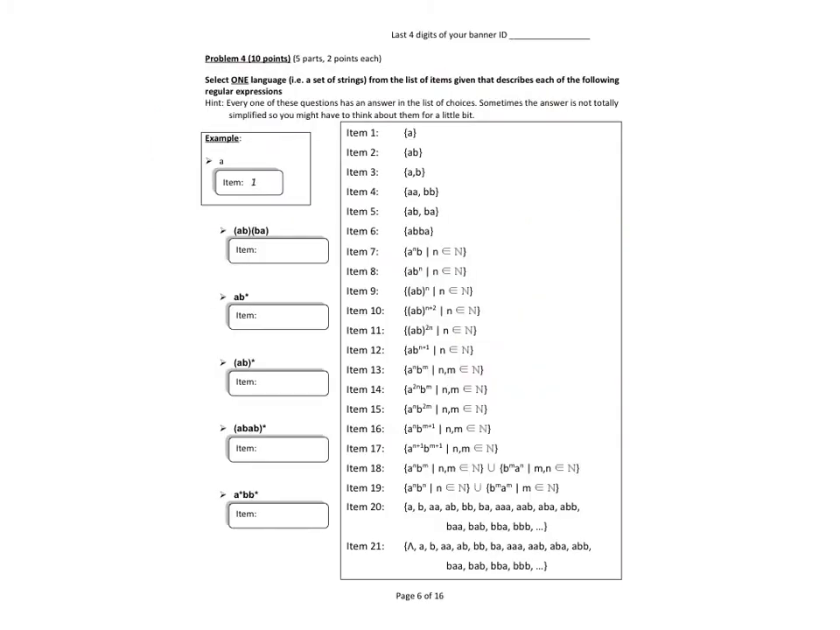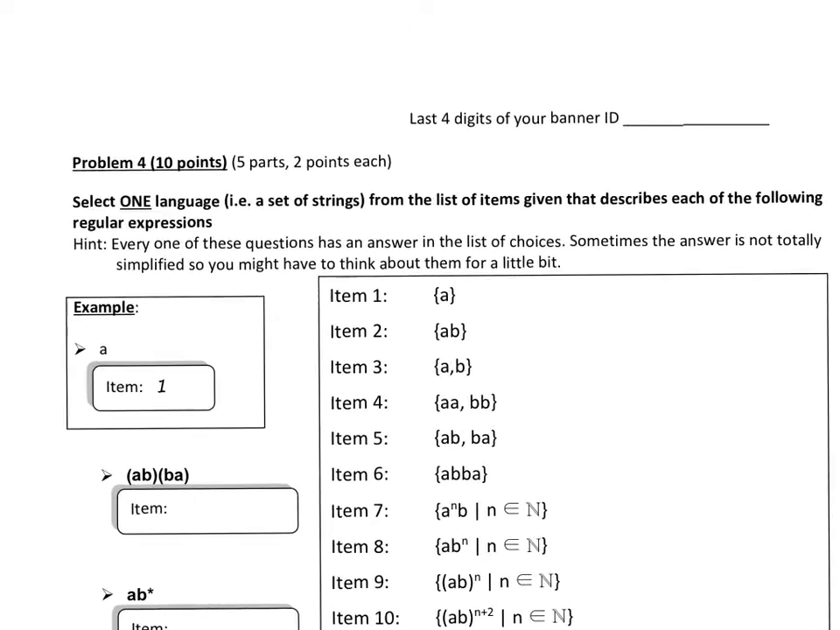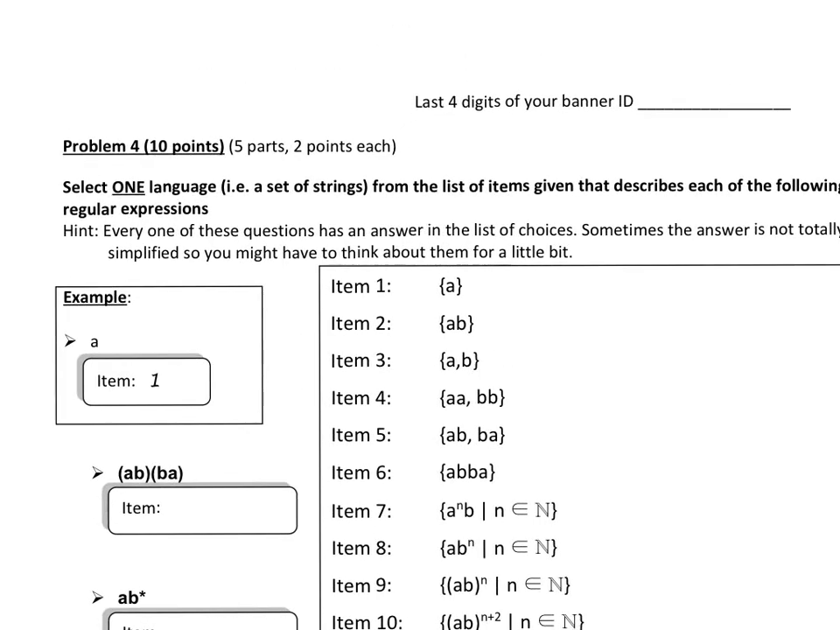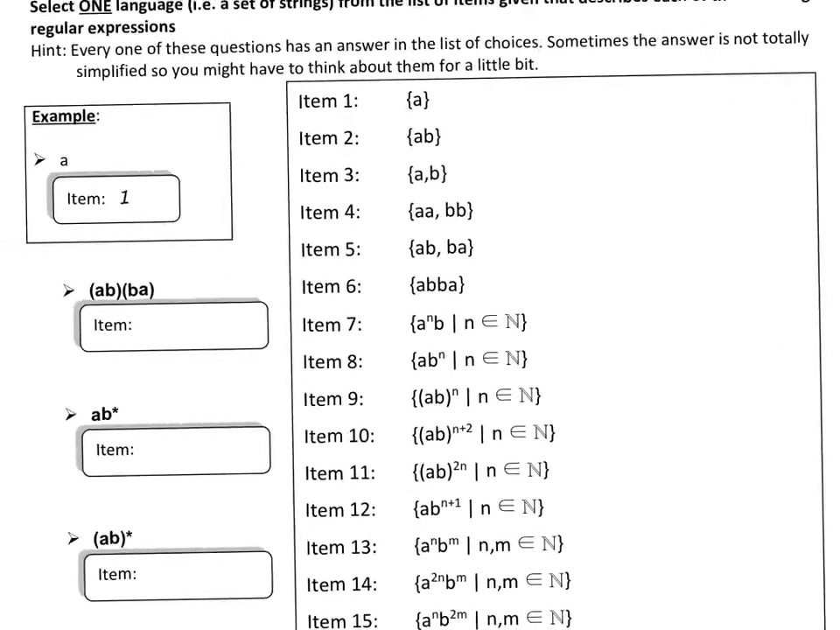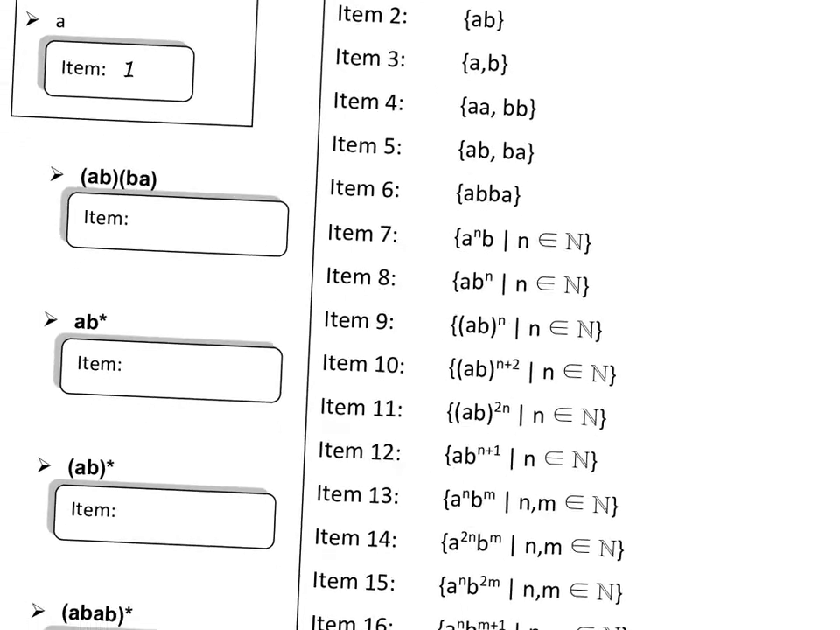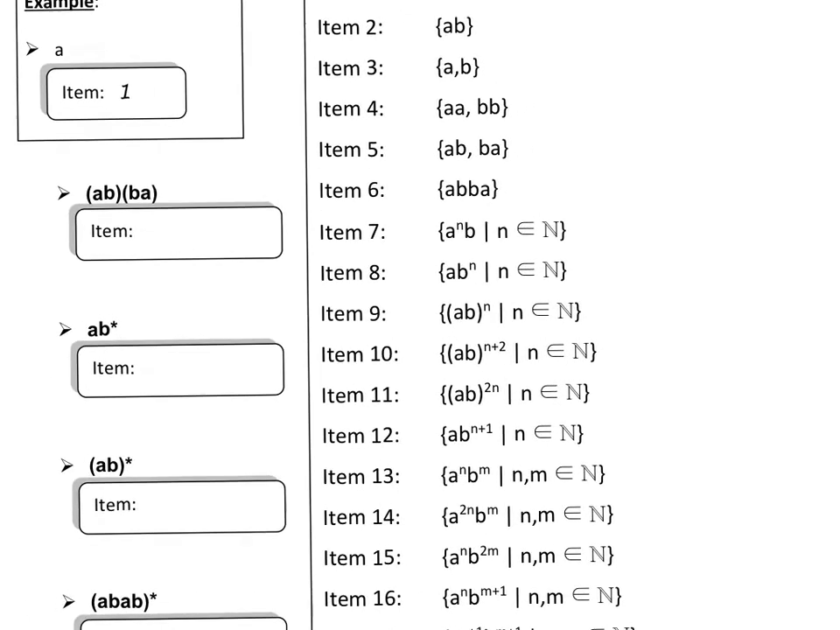Okay, another multiple choice thing. Select one language. I even tell you it's a set of strings from the list that describes the regular expression, right? So you're turning a regular expression into a string. And if we look at this first regular expression here, the parentheses actually are optional in this one, right? Because it just represents the string ABBA.